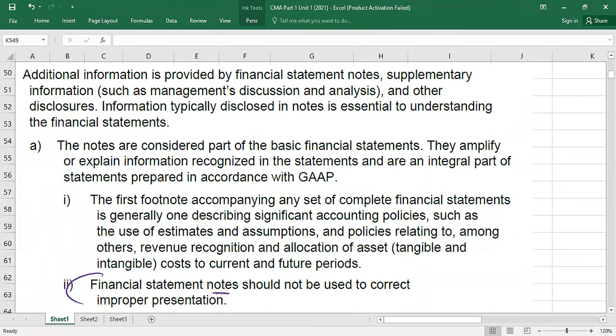Financial statement notes, the disclosure, should not be used to correct improper presentation. What it means? Maybe you have applied the standards in the wrong way, and now you are justifying your wrong application through the disclosure. This is not allowed. Disclosure should not be used to correct improper presentation. This point you have to keep in your mind.